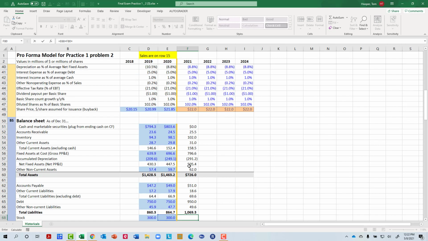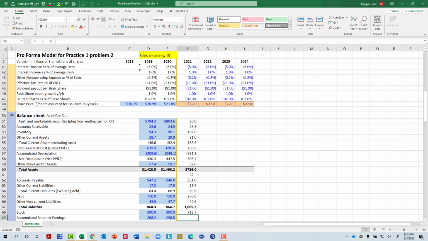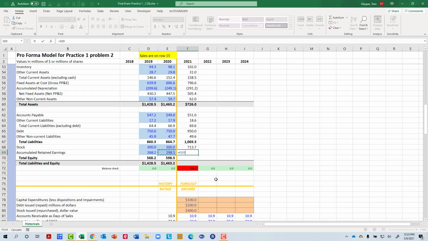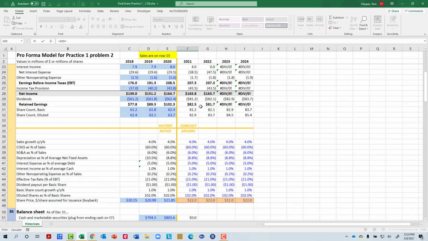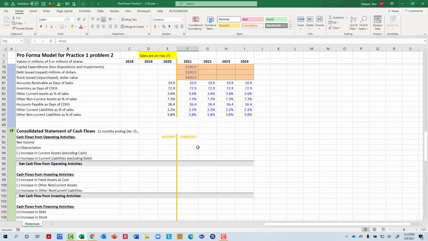Stock is just going to be however much we had before plus however much we issued plus however much we grew up here. We grew the previous stock amount, number of shares, times 1% times a stock price, and then accumulated retained earnings, just accumulated this year's retained earnings. And so we can add up our total equity and our total liabilities plus total equity. And of course we're not balanced because we don't have a cash plug. So let's go get a cash plug.